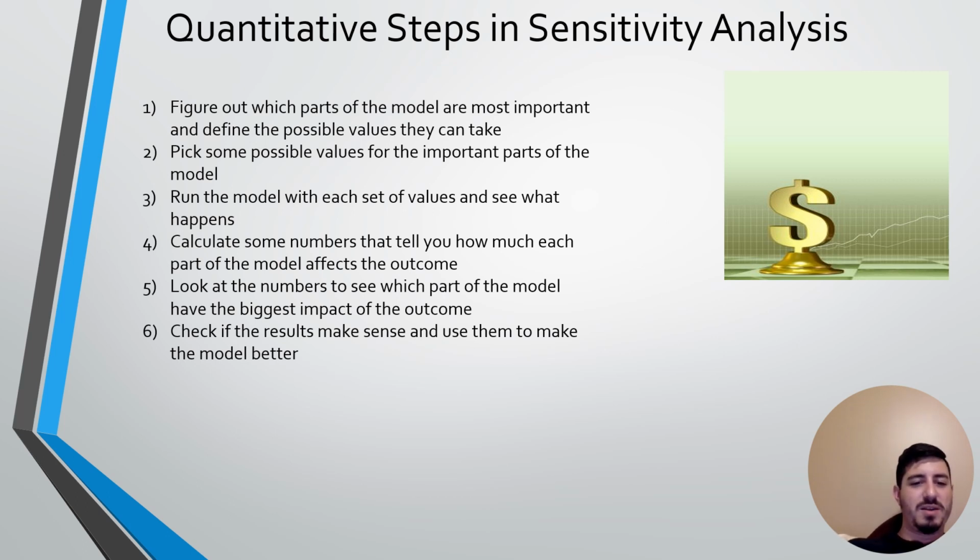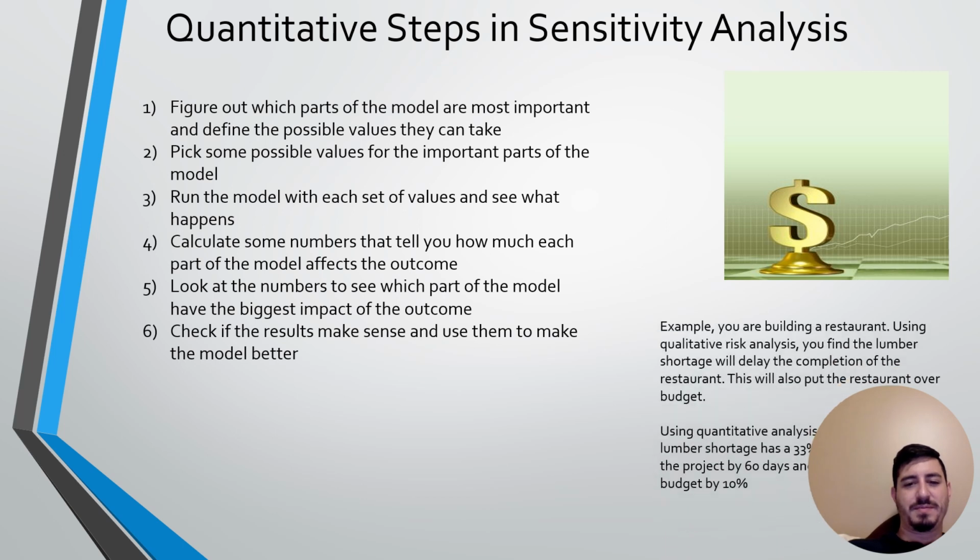Number five, look at the numbers and see what part of the model has the biggest impact on the outcome. Exactly what it says. And number six, check if the results make sense and whether you can improve it. If you increase it by 10 cents, does it make that big of a difference? So here's another example.